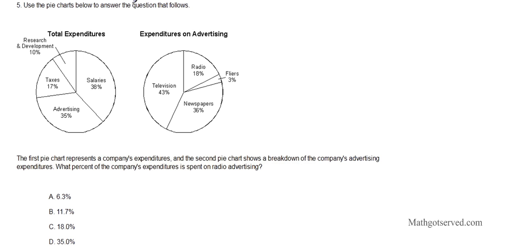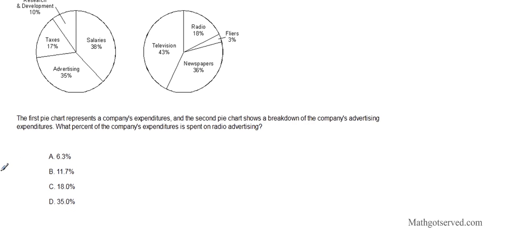It says use the pie charts to answer the questions as follows. This is the total expenditures and advertising. The first pie chart represents a company's expenditures, and the second pie chart shows the breakdown of the company's advertising expenditures. What percentage of the company's expenditures is spent on radio advertising? So this piece right here, advertising, is broken further into this entire pie right here. We're going to be dealing with multiple percentages. It says radio advertising, so we need to do radio first.